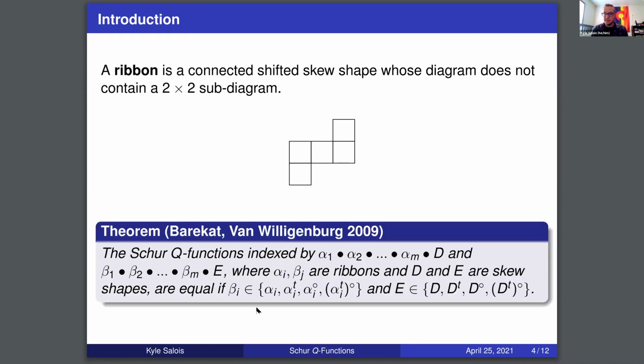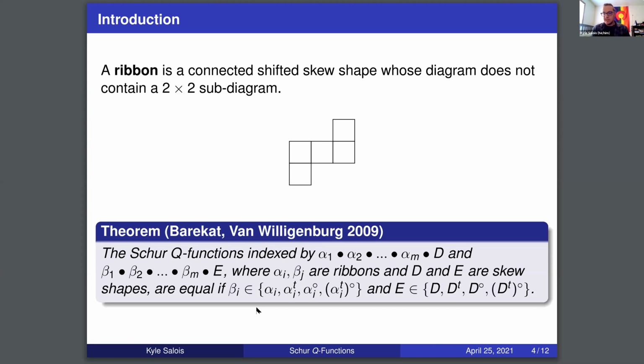Okay, a specific type of shifted skew shape that has some prominence is called a ribbon. This is a shifted skew shape whose diagram does not contain a 2x2 subdiagram. So it doesn't contain a little 2x2 box. In other words, it's a long and skinny ribbon.